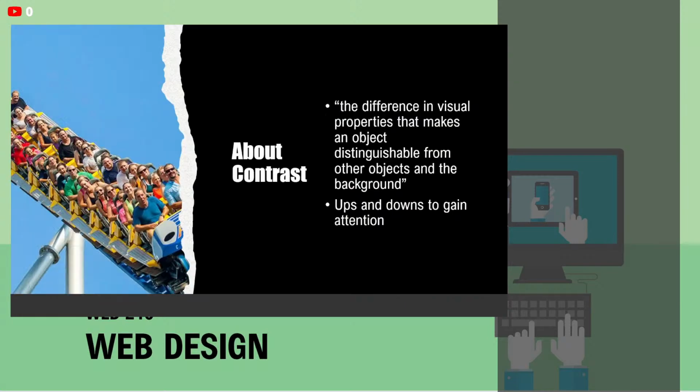A textbook definition of contrast might be the difference in visual properties that make an object distinguishable from other objects and the background. So really what we're looking at is being able to make things look different from other things. I want to take my important things and bring them to the front, and I want to take my lesser important things and push them into the background.